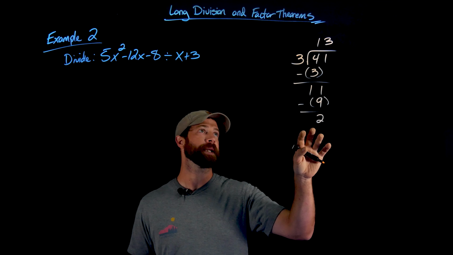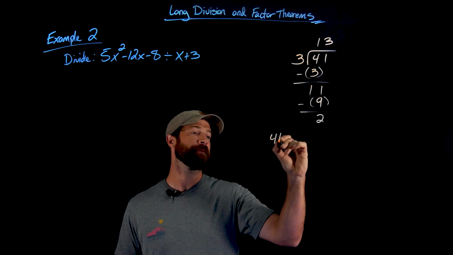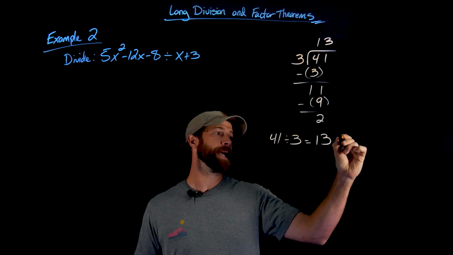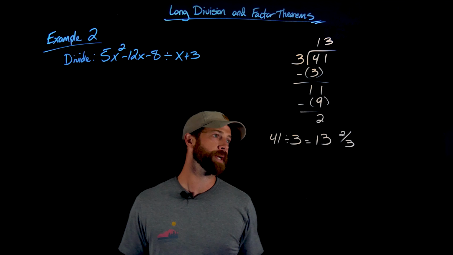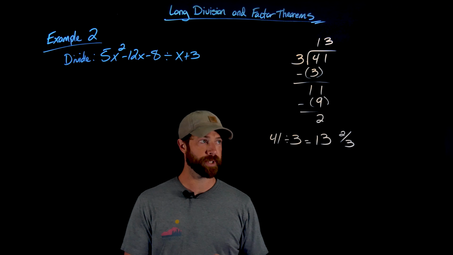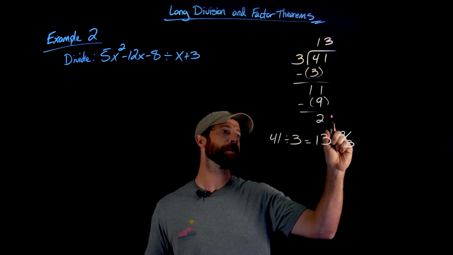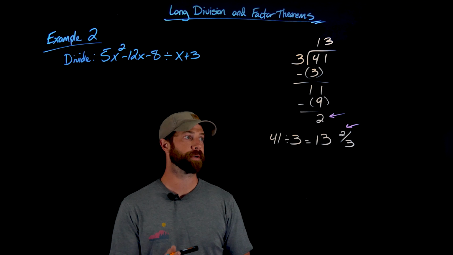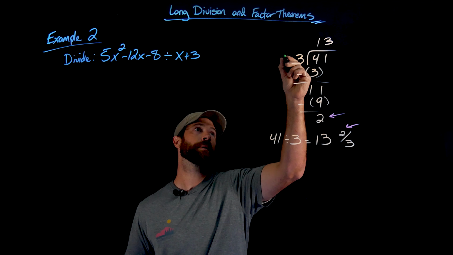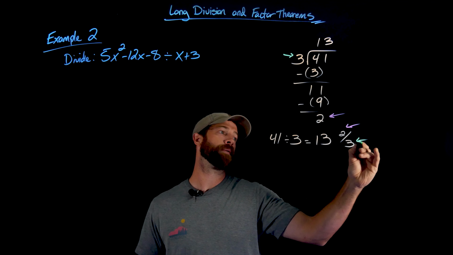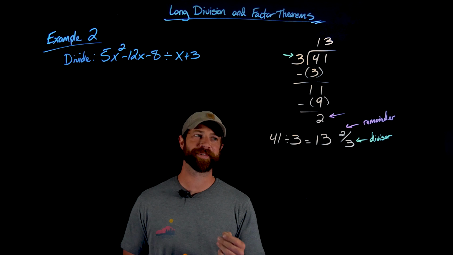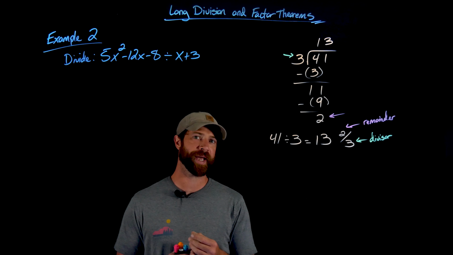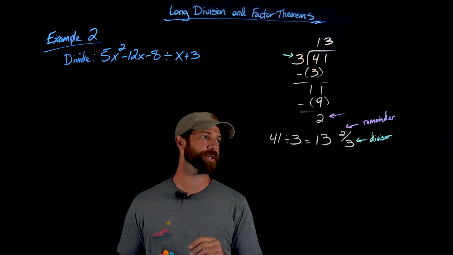So one way of writing this is by saying that 41 divided by 3 equals 13 2/3. The way I generate the 2/3 here is I take my remainder and I divide it by my divisor. So then we found that 41 divided by 3 is 13 2/3. Importantly, we have this alternate way of writing this that we want to focus on.